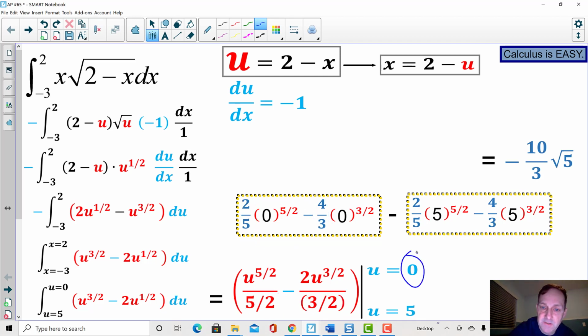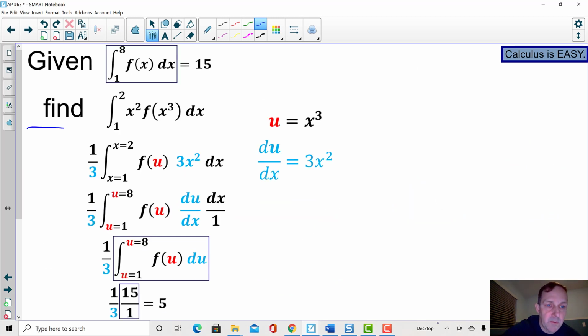Remember, you got to evaluate it at 0 first. Then we put a minus, and then you evaluate it at 5. After simplifying all this stuff, you're going to get -10/3 square root of 5. I do want to point out that this minus has to go on both pieces, so please be careful with that. My boxes are the same thing as parentheses.